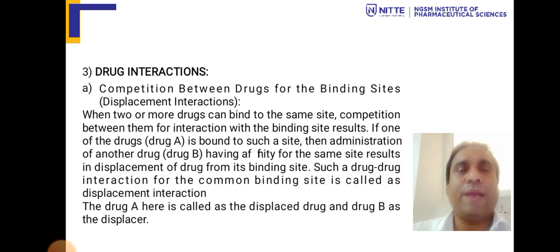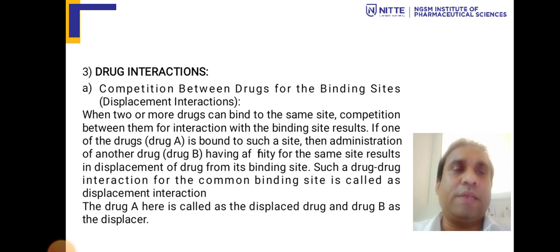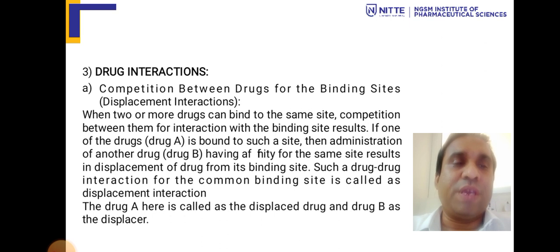Now coming to drug interaction. Competition between drugs for a binding site, displacement interaction. When two or more drugs can bind to the same site, there is competition between them for interaction with the binding site. If one drug, A, is bound to such a site, administration of another drug, B, which has affinity for the same site, results in displacement of drug A from its binding site. Such a drug-drug interaction for the common binding site is called a displacement reaction, where we can say drug A is displaced by drug B.